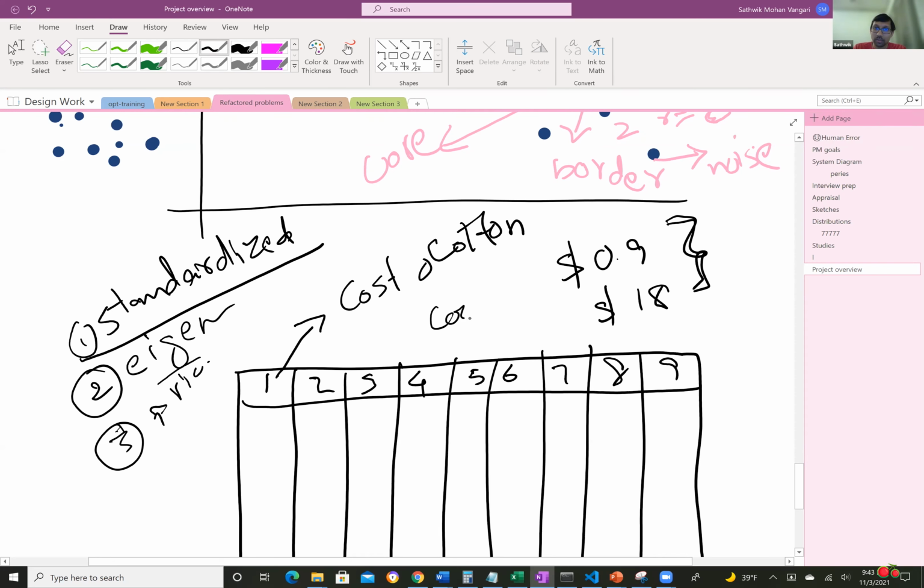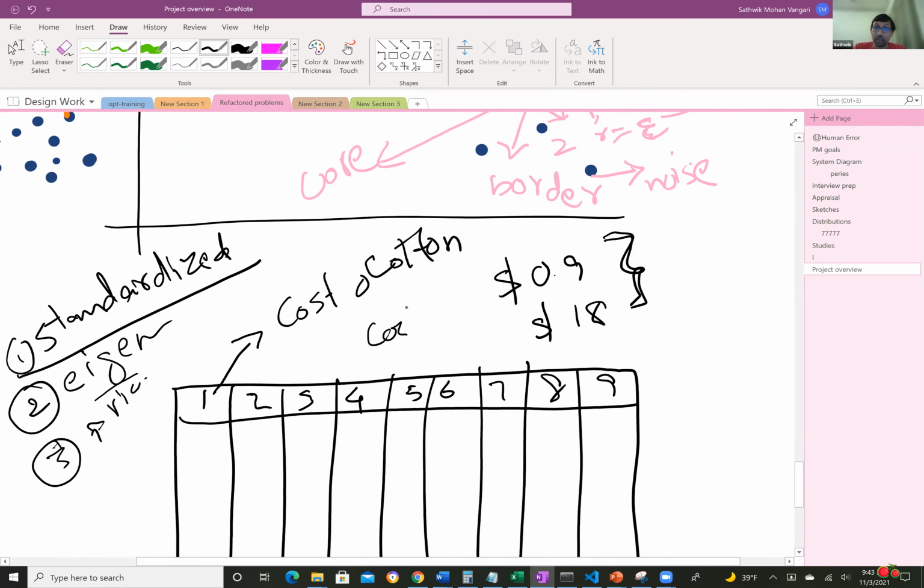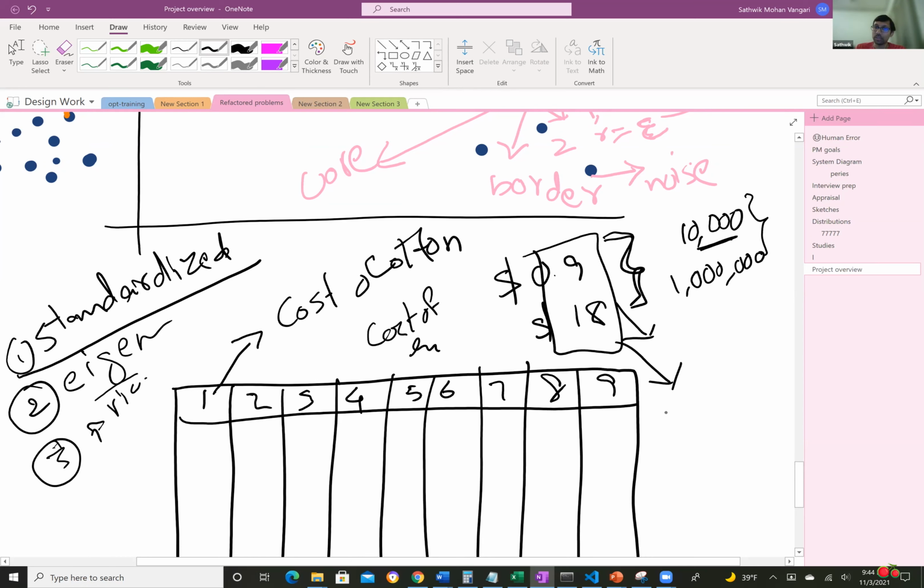Now, cost of labor, let's assume. Or cost of equipment. Let's take cost of equipment. Cost of equipment might start at $10,000 and might go all the way up to $1 million. Now that's a big range, and these numbers are no way comparable to these numbers. So this is where standardization comes into play. You will condense all of these values and represent them between 0 to 1. The same is what you will do with this, condense them and put them between 0 to 1. That's what standardization is.